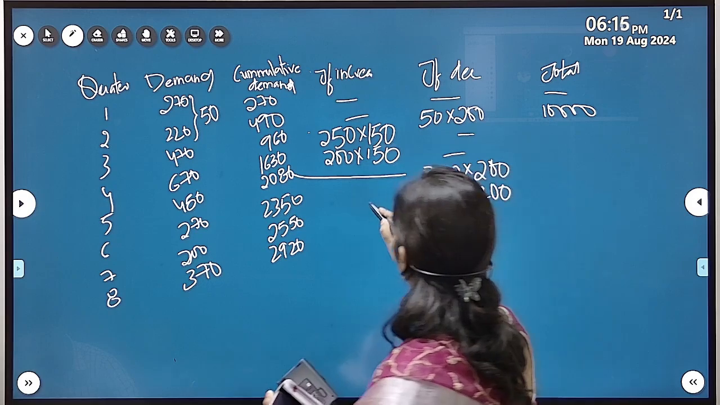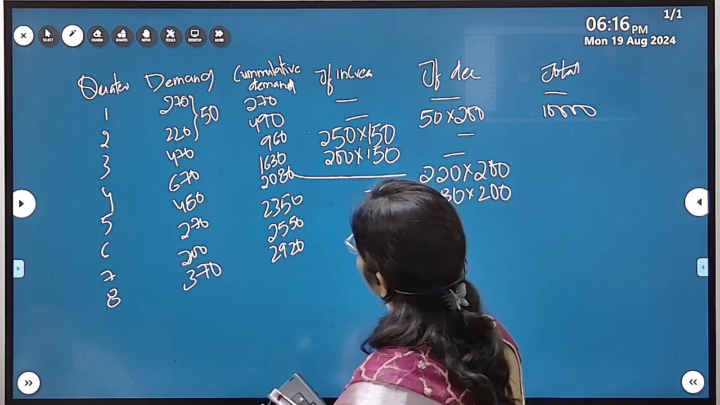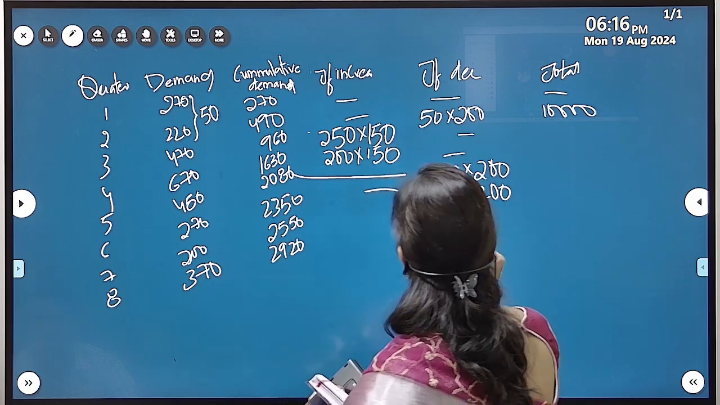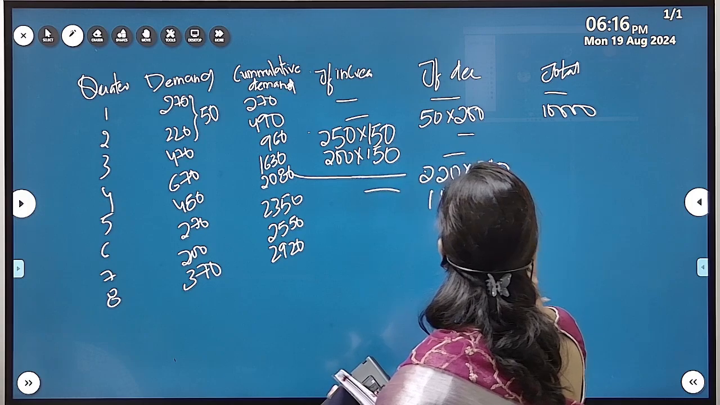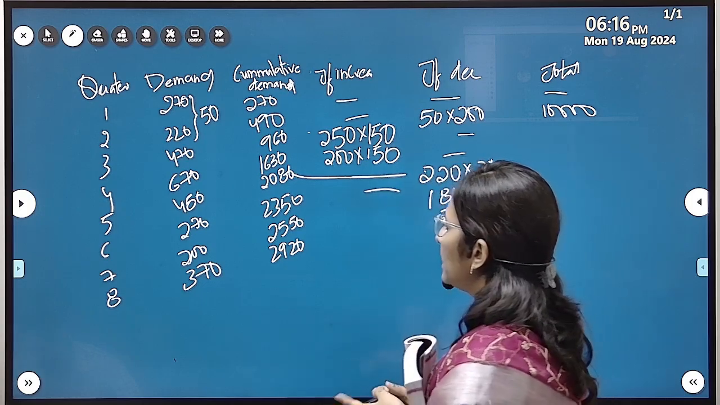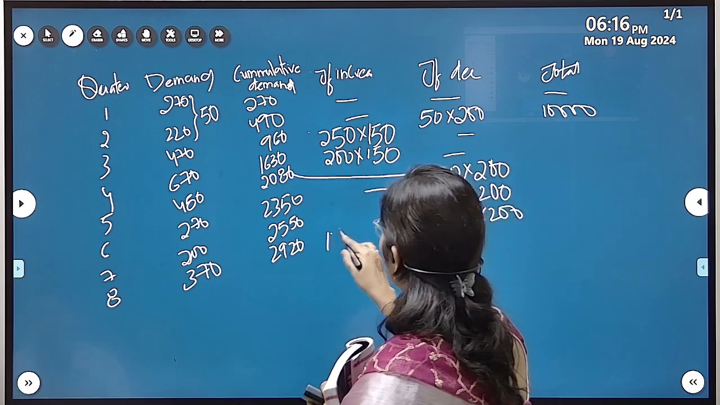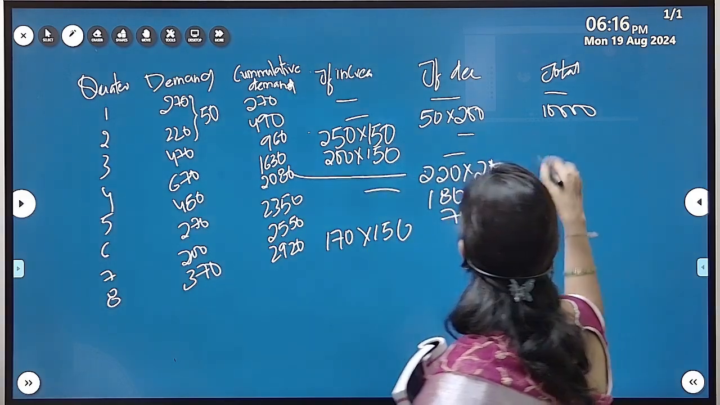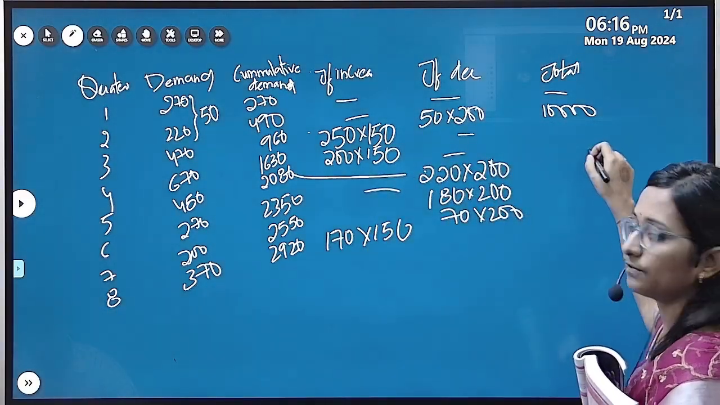Is there any doubt? So in the seventh quarter it is again decreasing. So 70 into 200. Next, in the eighth quarter it is increasing by 170 units into 150. So tell me the amounts. 250 into 150.